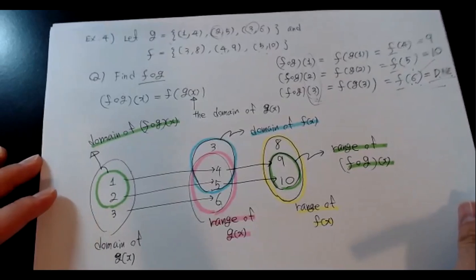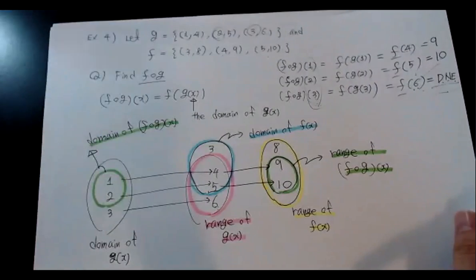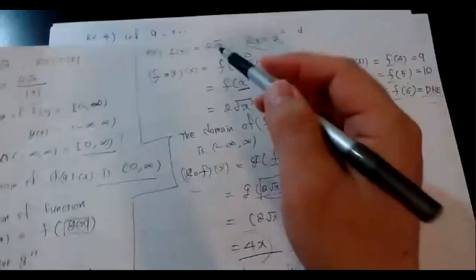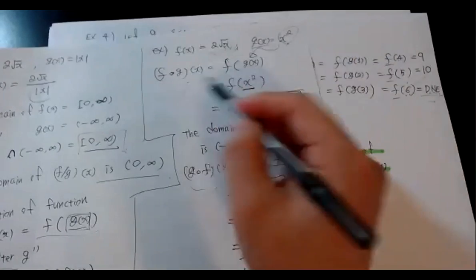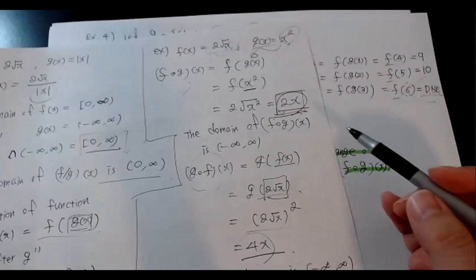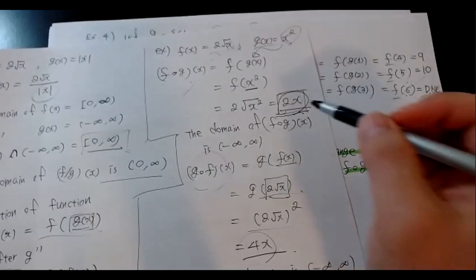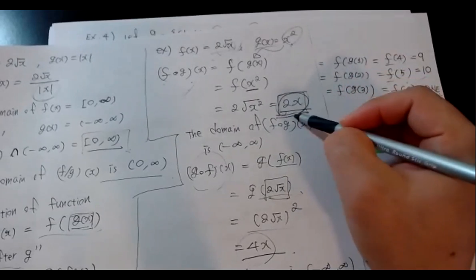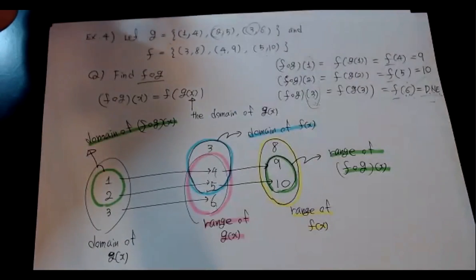I think that's the best way. If the functions are given by equations like this, then again, don't try to find the domain of f and g and take the intersection. Sometimes it works, but that totally depends on the problem. Once you get the composition, try to figure out the domain of the resulting equation of the composition.